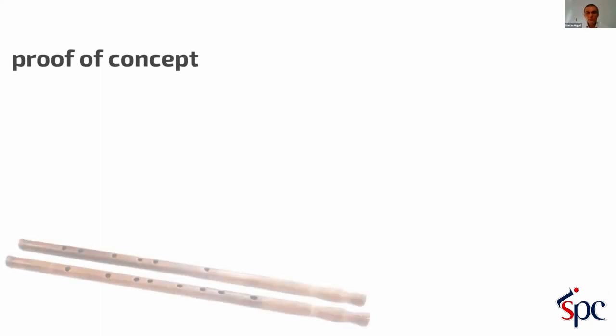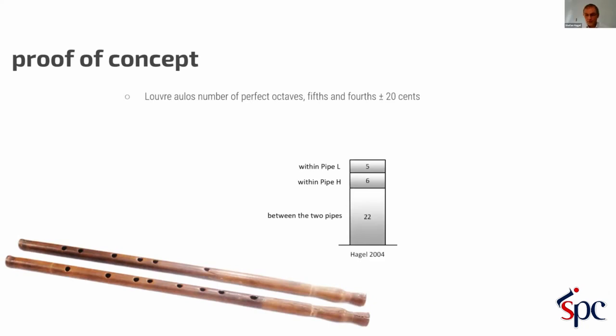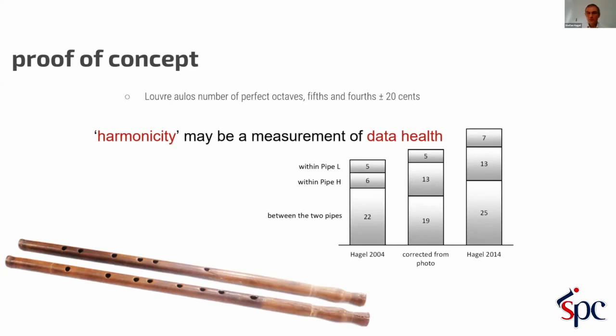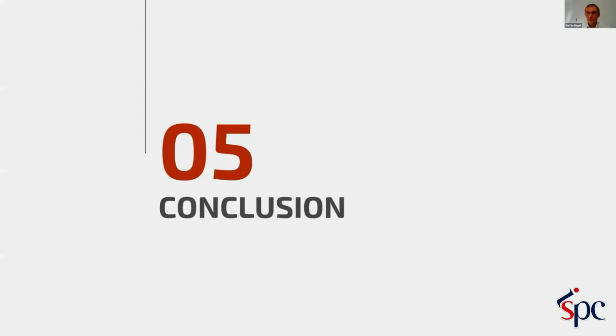Yeah, does this harmonicity approach indeed work? I'm almost there. I could show that getting better measurements, achieving better data, we would also get a higher machine-defined harmonicity, so that this approach may even function as a measurement of data health, at least with certain instruments. We cannot know yet whether this can really be generalized. But we're working on it. We need more data, more aulos.